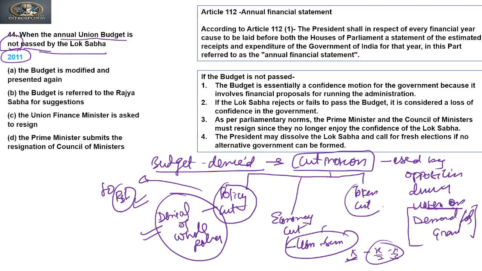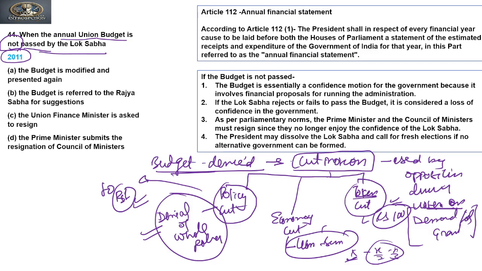Now when we talk about the token cut, it will be used by the opposition to show their resentment against the government, and reduce 100 rupees from the total demand, right? To show that we are not happy with you, we are angry against you, or show their anger or lack of support, they will cut a token amount of 100 rupees. Clear? Now this is how the parliament can deny the budget.